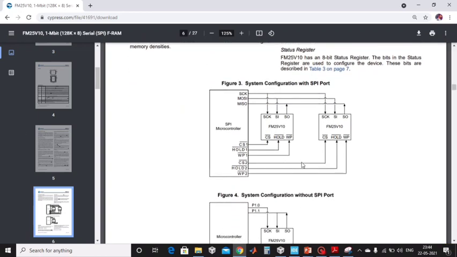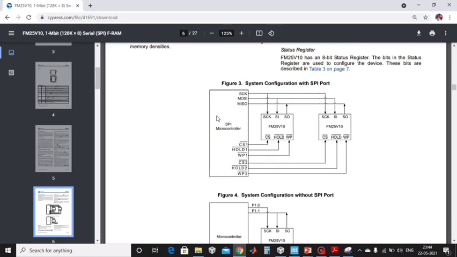You can clearly see the importance of the chip select pin, which I have told you earlier. The clock and the data lines are common to both of these devices, but the chip select pin is different. This is chip select pin 1 and this is chip select pin 2.